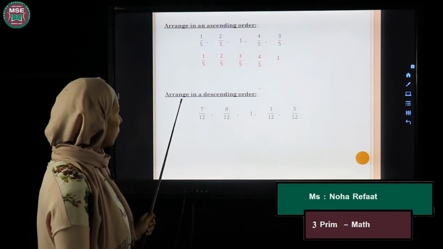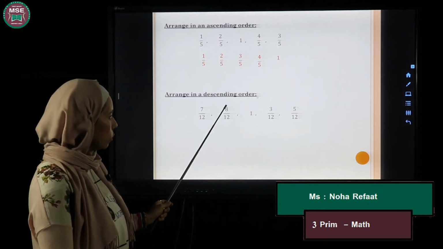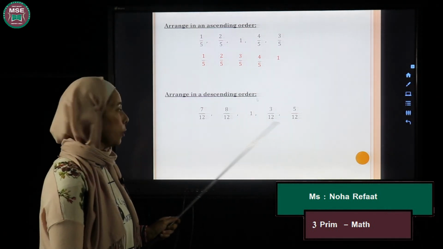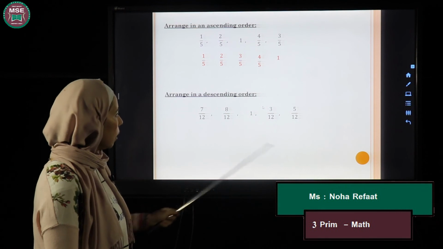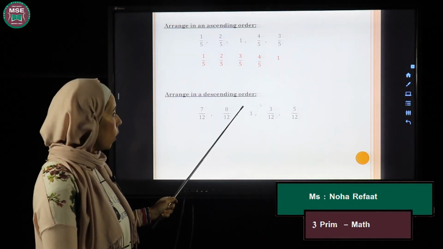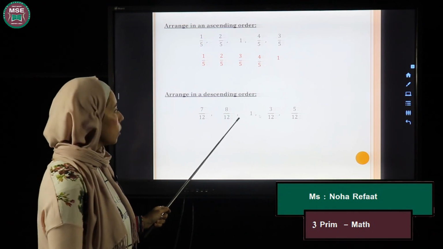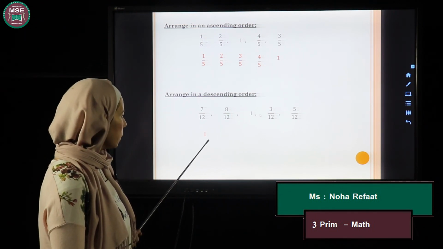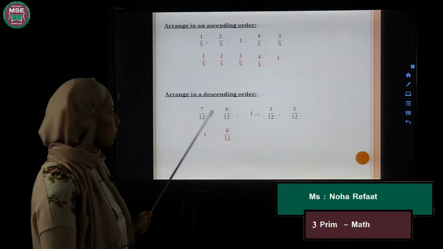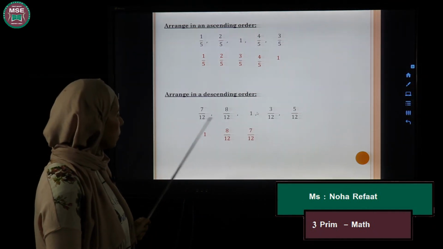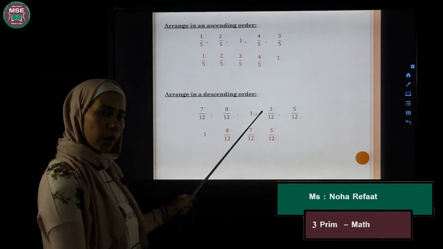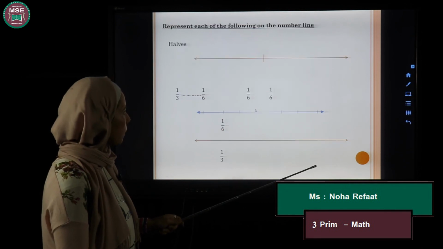We are going to arrange here in descending order. Descending, D for dinosaur, so we start from the big number. Here we said that the whole one is bigger than any fraction. The whole one equals 12/12. So the biggest number here is 1. After 1, we have 8/12, then we have 7/12, then we have 5/12. The last and the smallest fraction is 3/12.